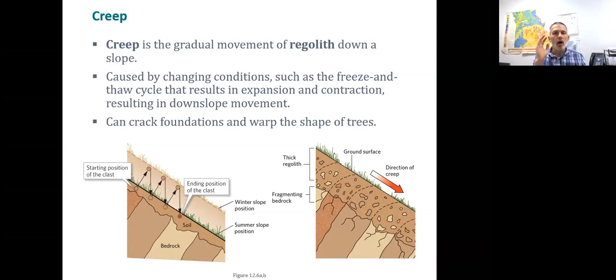This would cause trees, which are always trying to grow towards the sun, to actually have a curved growth pattern. And so it's not uncommon at all to have these trees have this curved function.